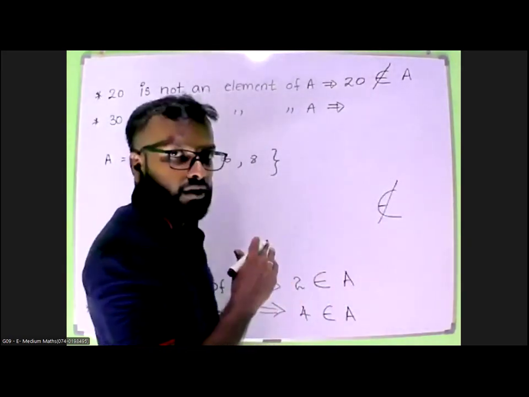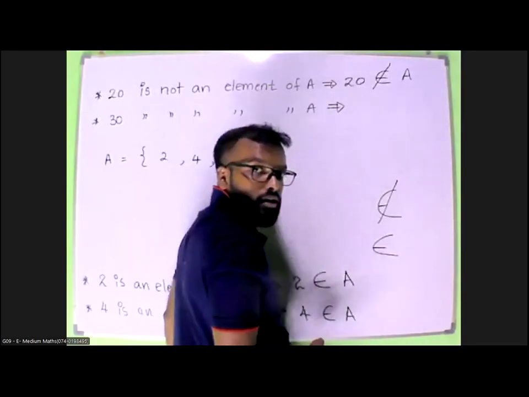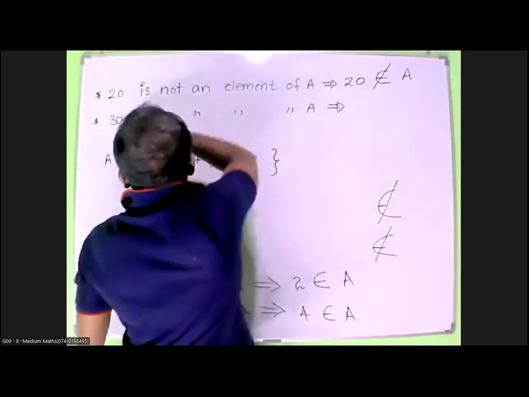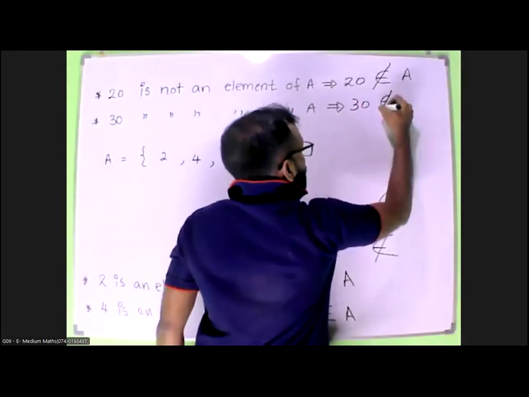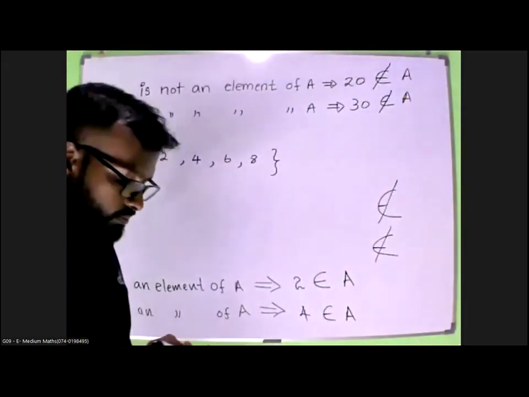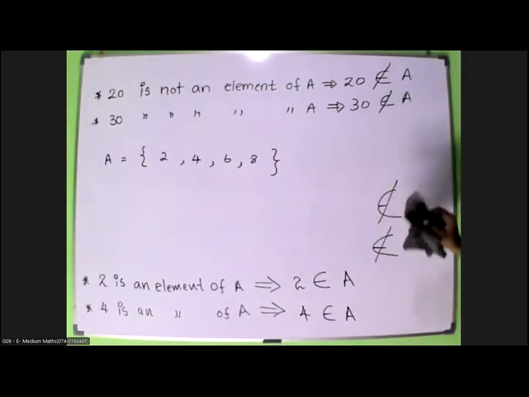You see it? Correct? Okay. 30 is not an element of A. 30 is not an element of A. Please write this answer.